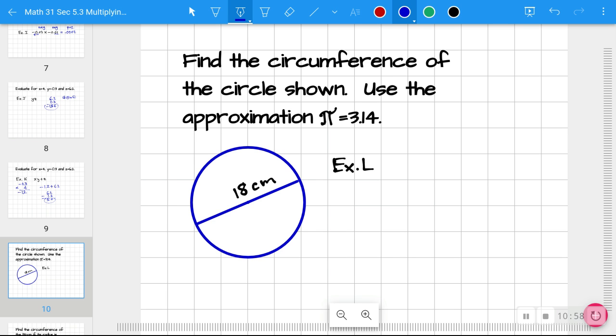Okay, finding the circumference of a circle. Now there's two formulas for circumference. The one we want to use here is circumference is pi times the diameter. And the diameter is the length of all the way across the circle as shown here. So we're going to take 18 times 3.14.